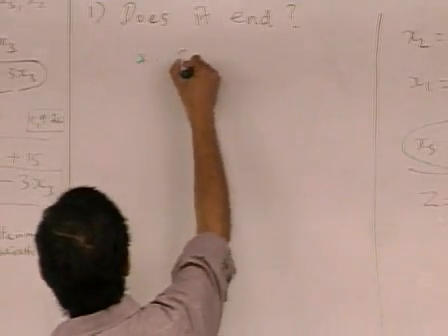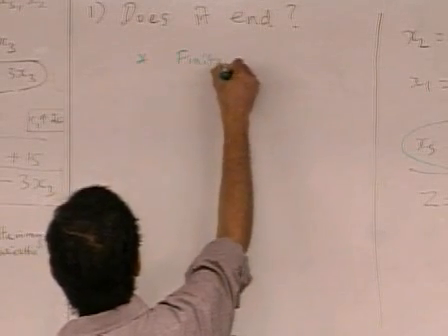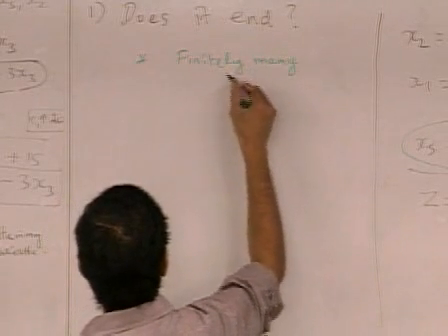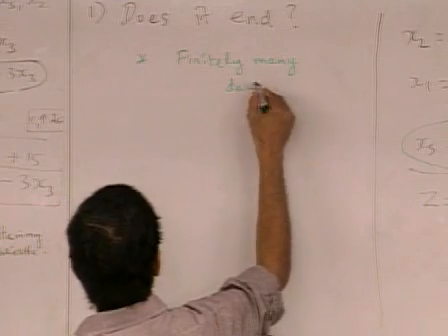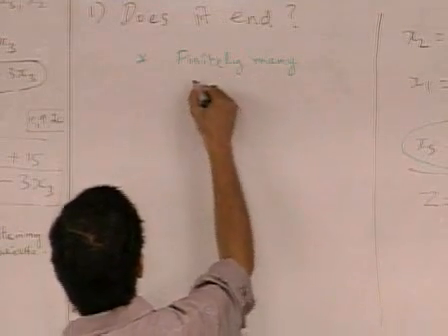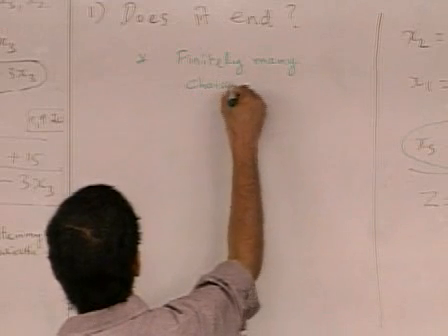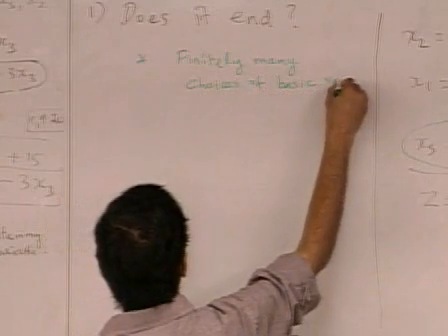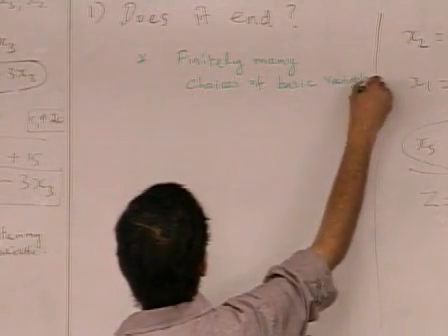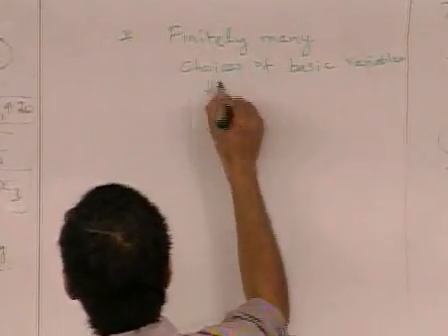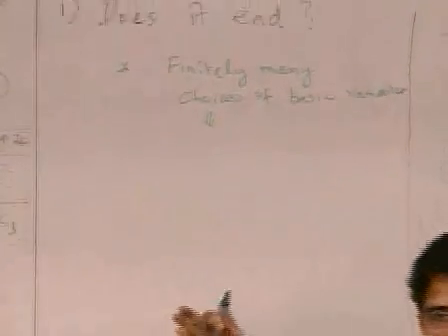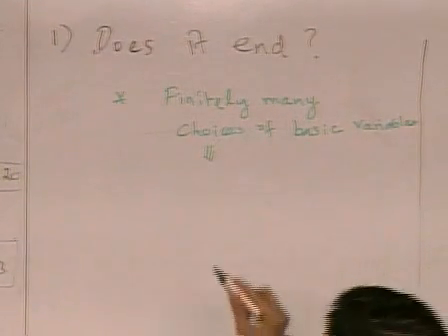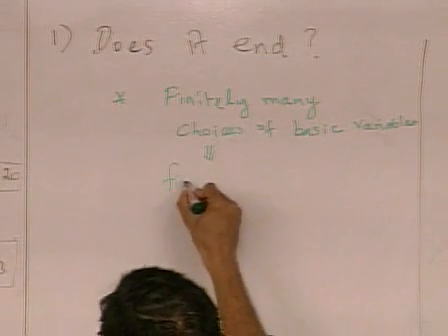So one way out to address this is the following observation: there are finitely many choices of basic variables. Which means, by the way, the system of equations that I wrote down, it's called a dictionary. So there are finitely many dictionaries.